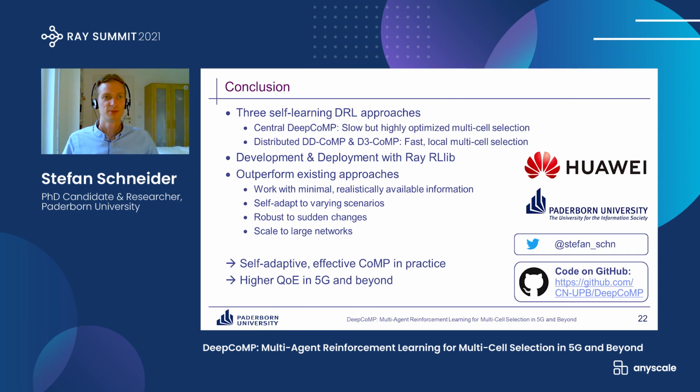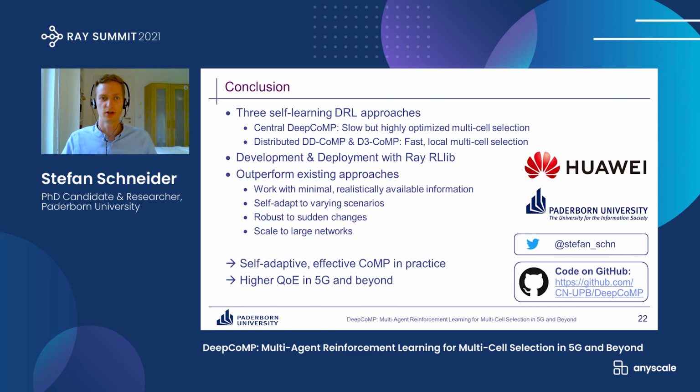Yeah, and that already brings me to my conclusion. So I presented our 3 different self-learning DRL approaches. First of all, the centralized DeepCoMP approach that's a bit slow to train, but ultimately learns highly optimized cell selection policies. So this is really useful for quite stable environments with not too many users. And then the distributed DeepCoMP and D3CoMP approaches are trained a lot faster, and they make fast local multi-cell selection decisions. And those approaches are really useful for more practical scenarios with large scale, many users, or faster fluctuations.